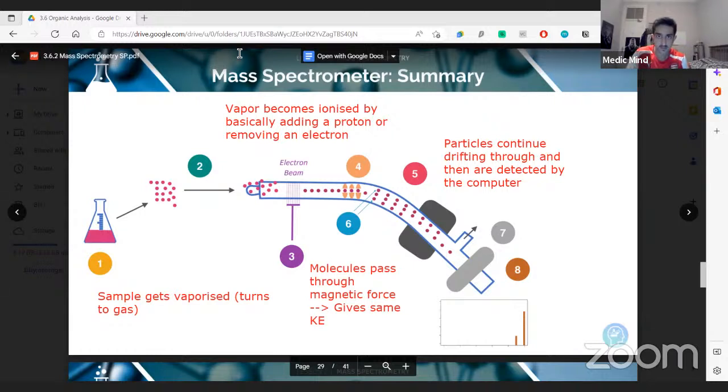Got some questions in the chat. OCRB, this is AQA, but actually this correlates to OCR as well. So there is in both specs. I know you need to know this for OCR because that was the one I did.